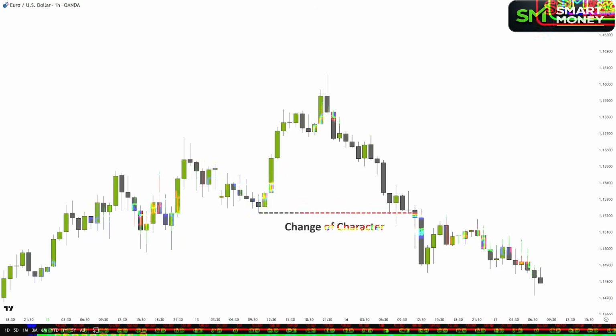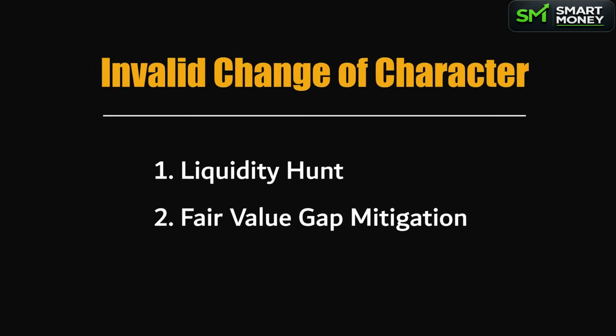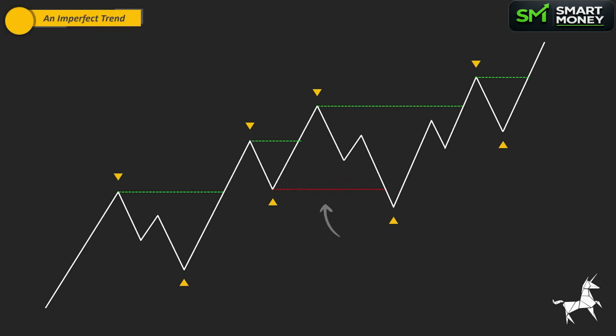However, the change of character is valid except in two common scenarios. In certain market conditions, they can become invalid. This usually happens during imperfect trending conditions, where price forms a change of character but continues moving in the same direction. This often confuses traders who believe the trend has ended and that a reversal should follow. Let's break this down step by step.